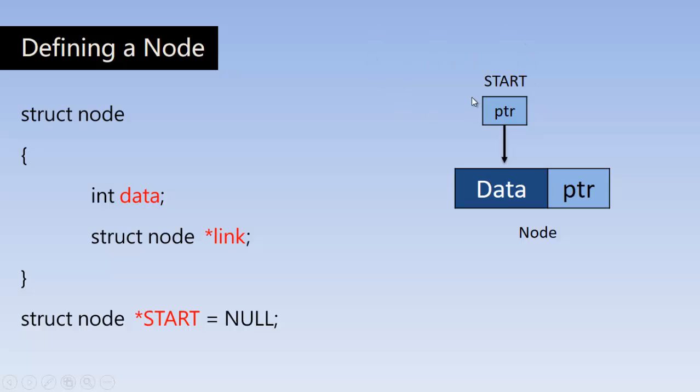And this start pointer is also of type struct node, because it is going to hold the address of this node. If it needs to hold the address of this node, it has to be of the same type as this one, right? So start is a pointer. Initially it holds null. Before creation of this node, the start pointer holds null, right?